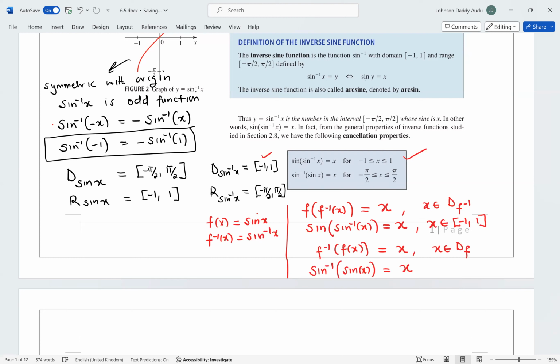So it is equal to x. But this x must come from where? Look at the x. What is acting on x first is the sine. So it must come from the domain of sine. And what is the domain of sine? It is this one. So this x must come from minus pi over 2 to pi over 2. So that is why we have this second cancellation property. Okay.